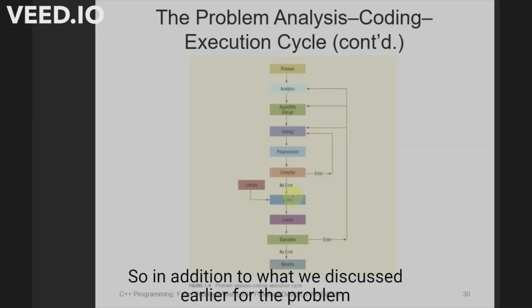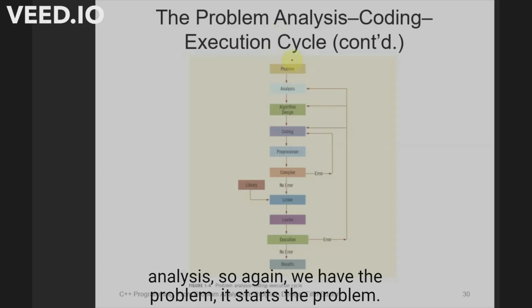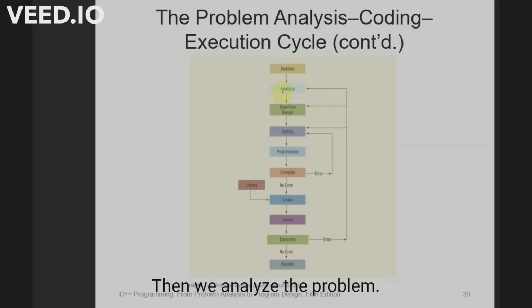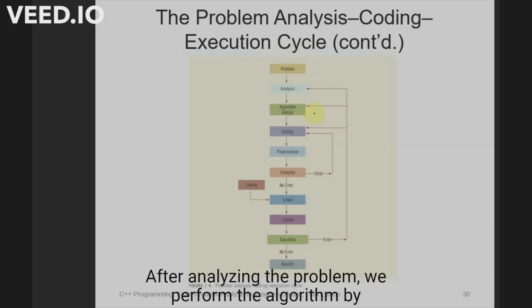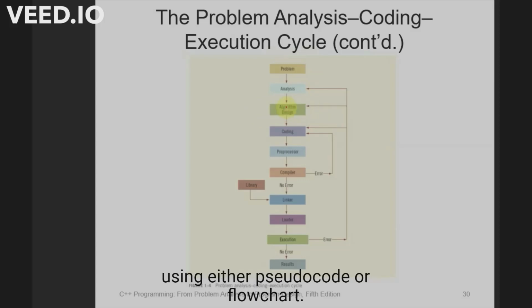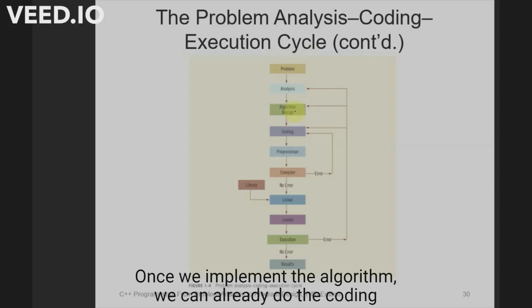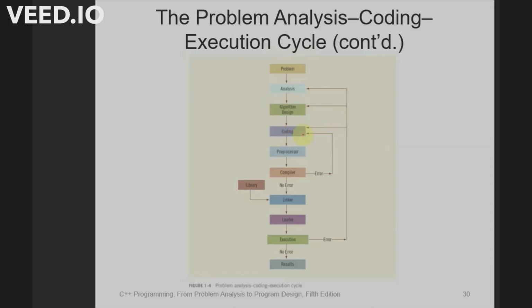Okay? So, in addition to what we discussed earlier for the problem analysis, again, we have the problem. It starts with the problem, and then we analyze the problem. After analyzing the problem, we design the algorithm by using either pseudocode or flowchart. Once we have the algorithm, we can already do the coding using C++.